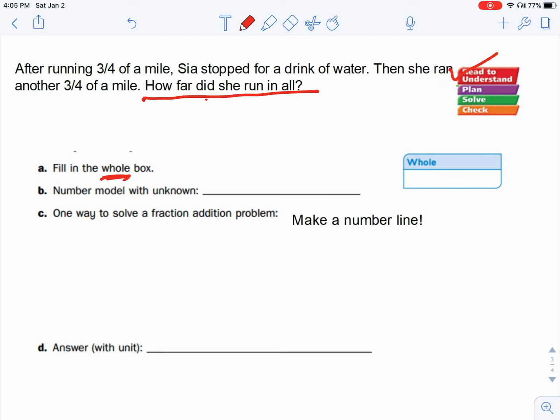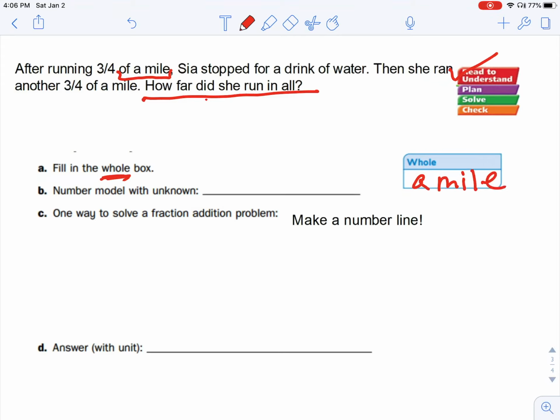So first we need to figure out what is the whole. Do you remember my trick for spotting the whole? Do you know what the whole is here? My trick is that I look after the fraction, so it says 3/4 of a mile, and that tells me that a whole must be a mile.